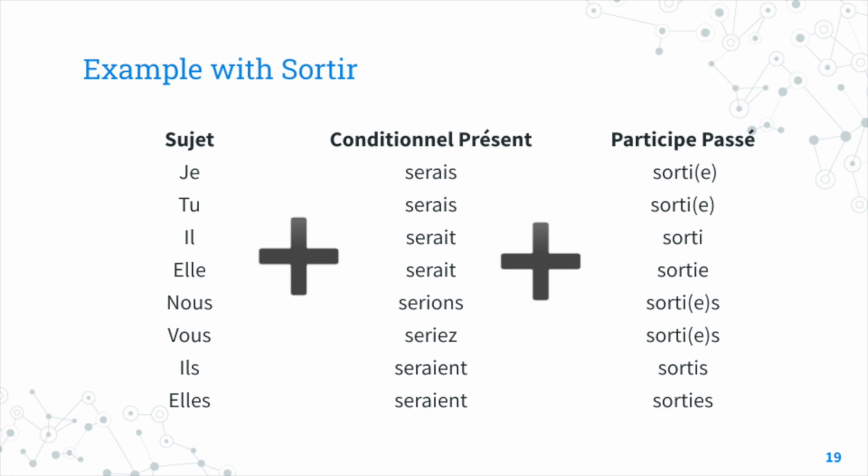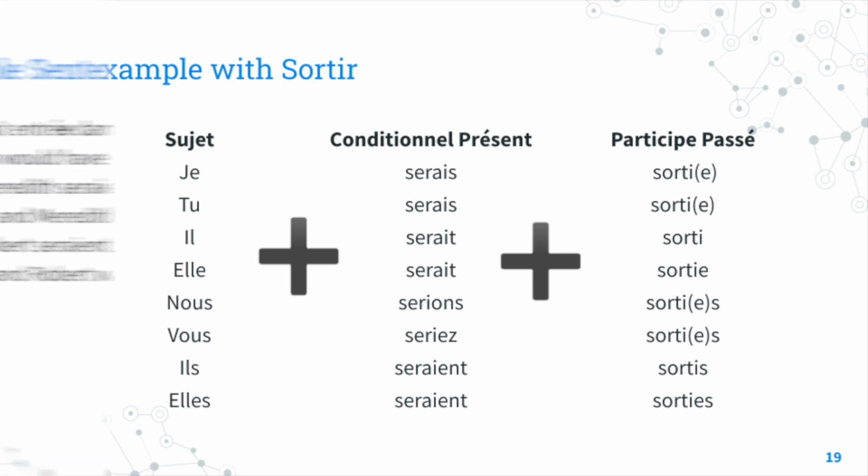For nous serions sortis, we add an s at the end since the sujet is masculine. However, if it was feminine, we would add an es. Same rule applies for vous seriez sortis. Now for ils seraient sortis, we add an s at the end since the subject is masculine and plural. And for elles seraient sorties, we add an es at the end since the subject is feminine and plural.